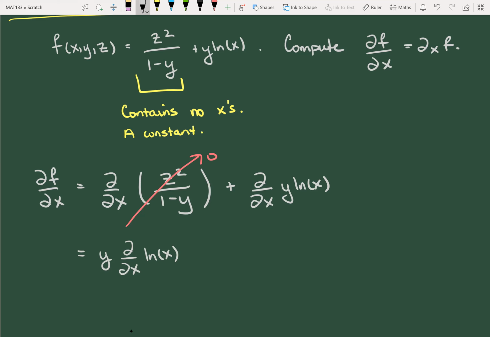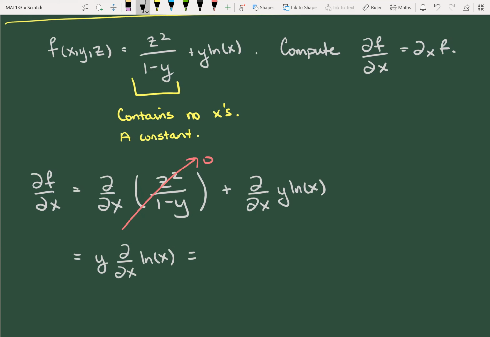And then we all know how to differentiate ln x. We're masters of that by now. So we get y times 1 over x. And if we combine that, that gives us y over x, right? And that was answer A.